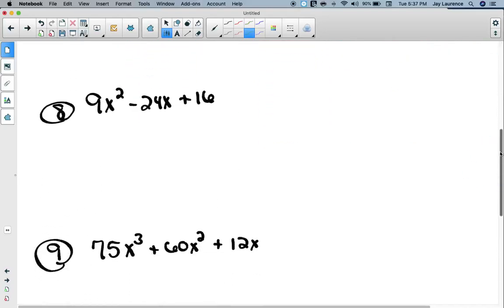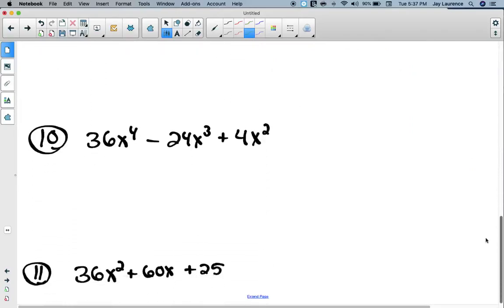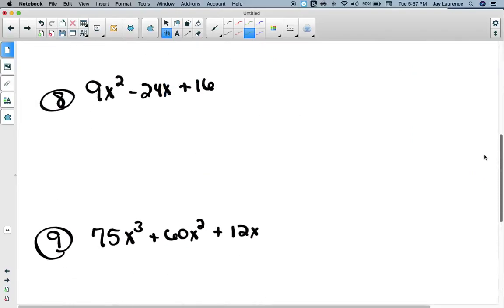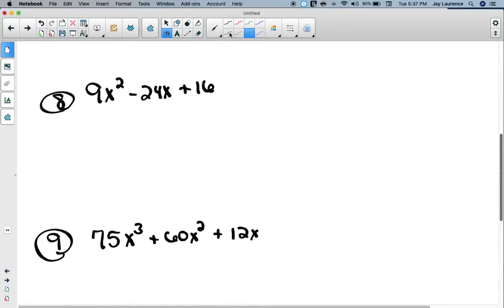So, let's look at number 8 and 9. And I got 10 and 11 on here. So I will do two of them and let you try two of them. Okay, I have a trinomial. The GCF is only 1, so it's not going to help me. This is a perfect square, so is 16. I'm going to find the square root of 9x squared. That'll be 3x. Square root of 16 is 4.